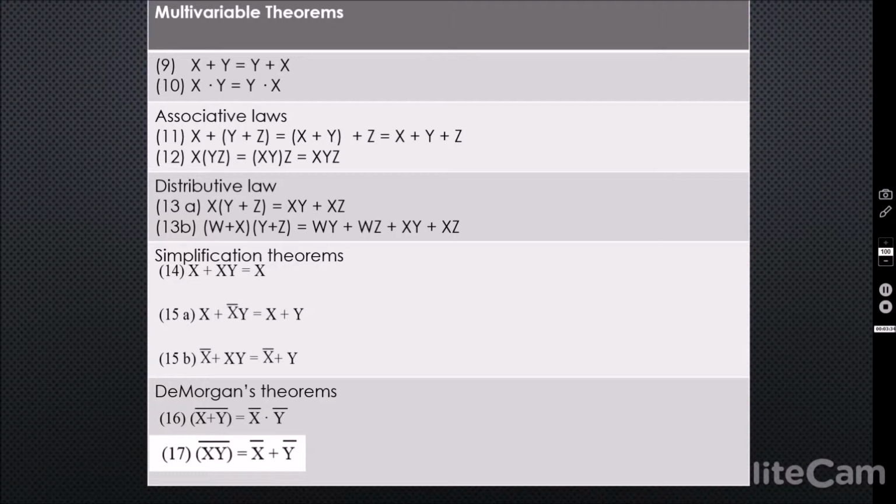De Morgan's theorem 16. Not (x or y) is equal to not x and not y. 17. Not (x and y) is equal to not x or not y.